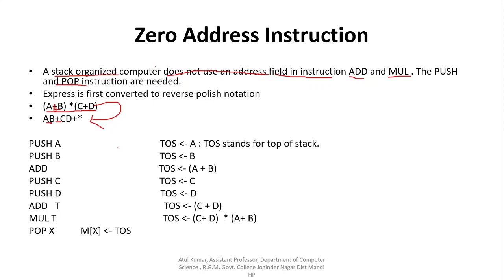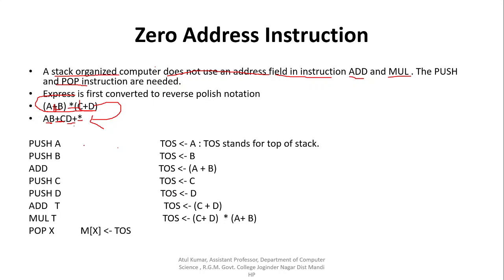B plus. Similarly, in this bracket we have C, and then we will write D, and after C and D there is an operator that is plus, and both of these are to be multiplied with the operator star, so star is placed in the last position. So in reverse polish notation, firstly we will write the operands, and then after that we will write the operators.